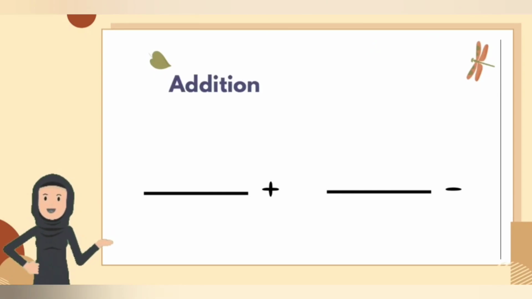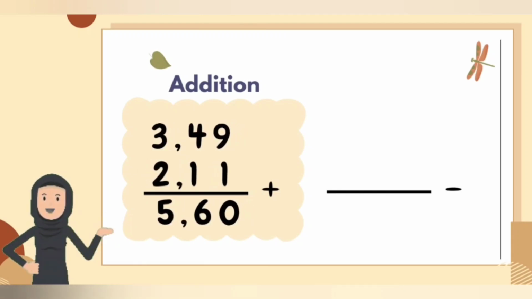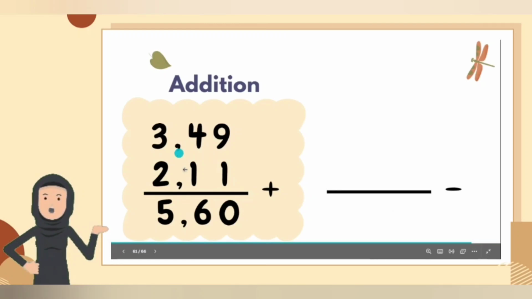First, addition. Addition of decimal fraction. Addition can be done by adding all the numbers, like adding whole numbers. Only you have to put a comma in the result. The comma is placed right under the comma of the numbers being added. Consider the following example.